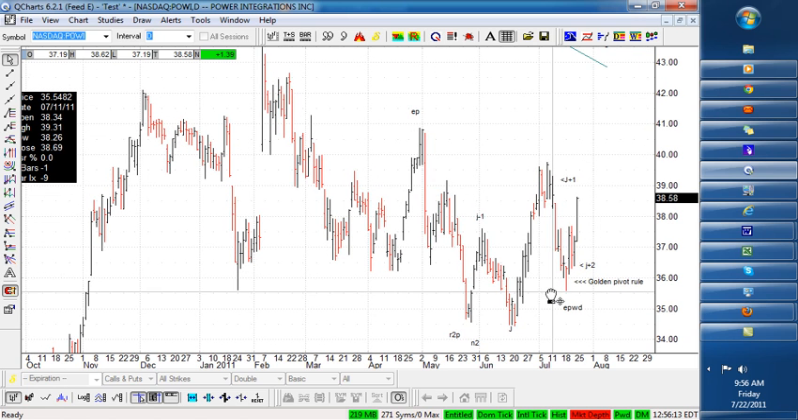Okay. If you're a person who's taken the Advanced Andrews course, you know that you have a zoom up here, you have at this point over here, and you have a golden pivot rule over here, suggesting this is probably a good place to get in.